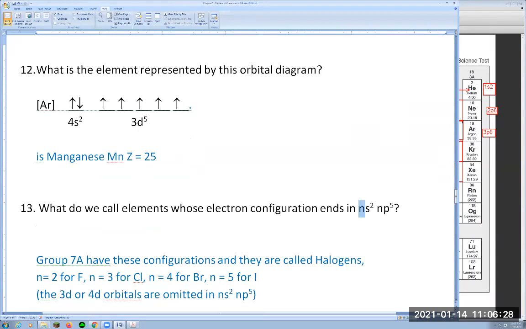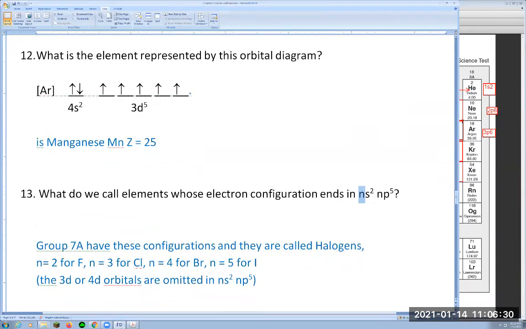So that's the answer here. Group 7A have these electron configurations and they are called halogens. See how this is spelled? And n equals 2 for F, we saw that. n equals 3 for chlorine, n equals 4 for bromine, and n equals 5 for iodine. That's the 3 main halogens.